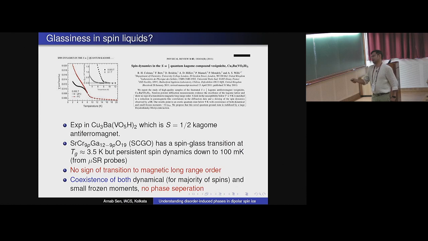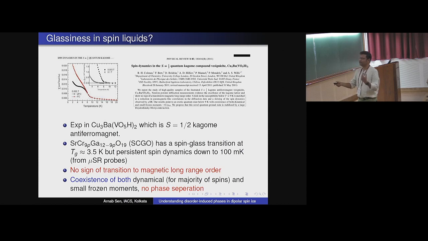Okay. Another very well-known example in the community is this compound called SCGO, in short, where the spin degrees of freedom are actually spin 3/2. So they can be thought of more in a classical manner because the spin quantum number is higher. But even here, even though the Curie-Weiss temperature, so the scale, if you wish, of the coupling in your spin Hamiltonian is rather high, there is actually a spin glass transition at a much lower temperature compared to the Curie-Weiss temperature. This happens at 3.5 Kelvin.